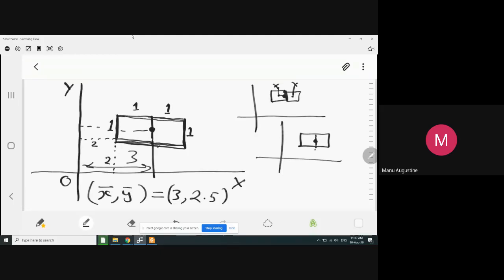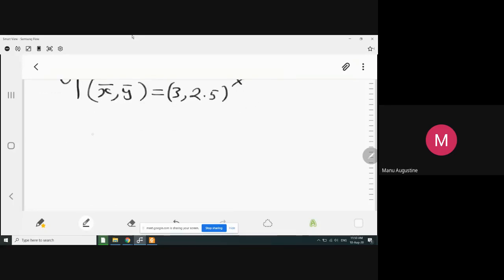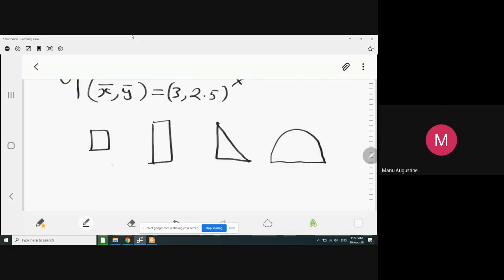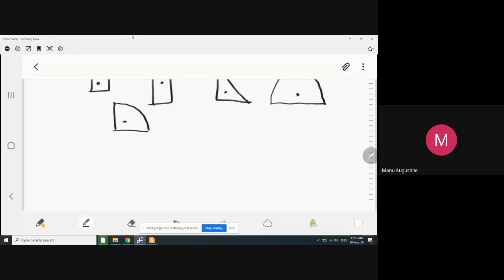So the concept that I'm trying to get through to you is that you know the centroid of a square, you know the centroid of a rectangle, you know the centroid of a triangle, you know the centroid of a semicircle, you know the centroid of a quarter circle. These centroids are already known to you. You know the formula also. But now the question is, if I start combining these quantities, would the centroid remain the same? No, the centroid will shift.